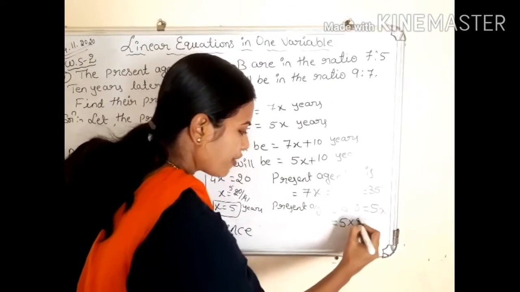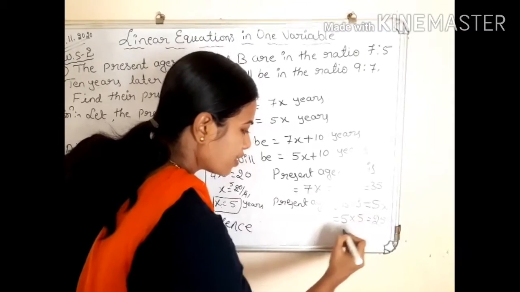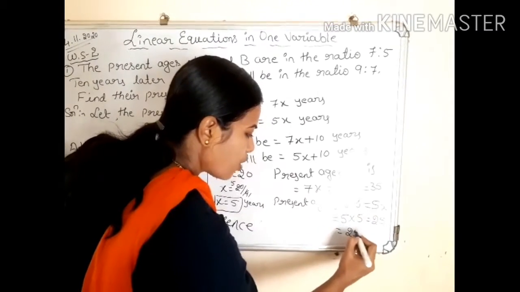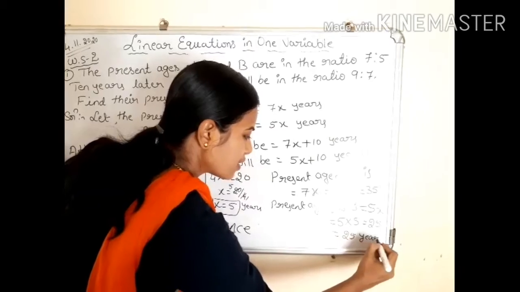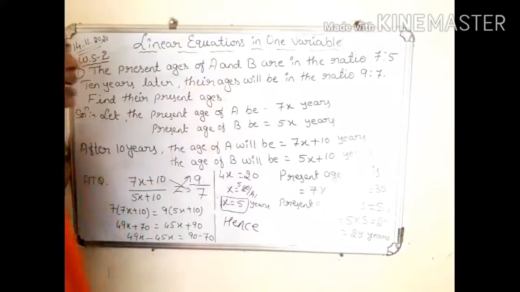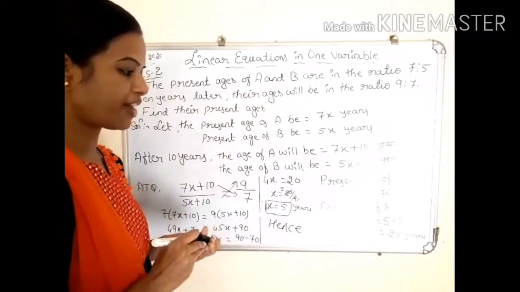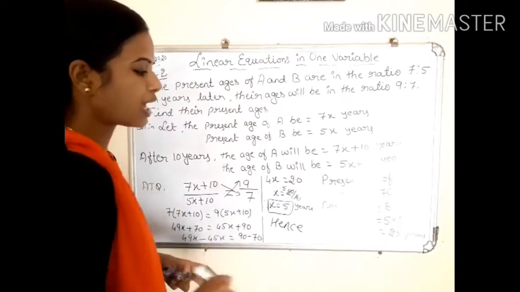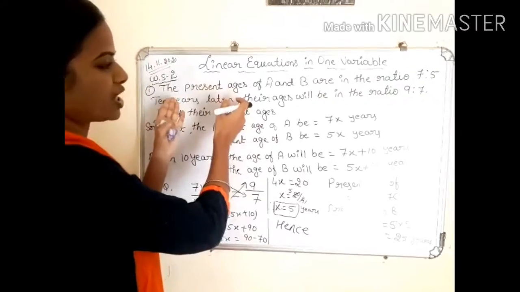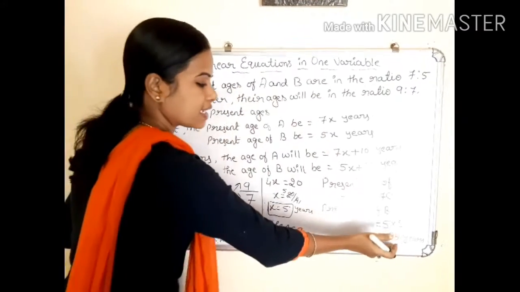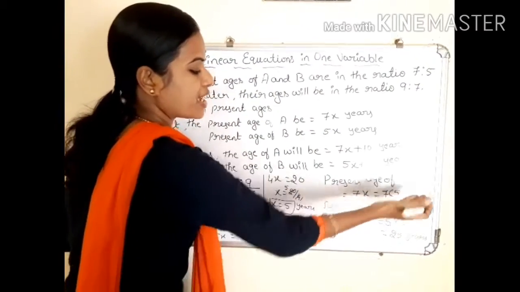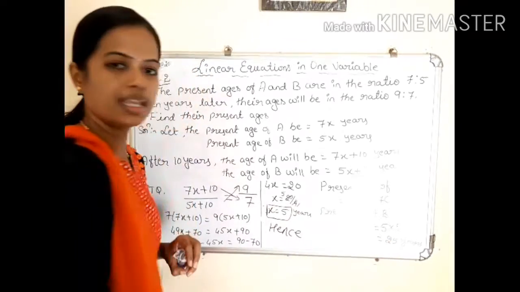5 into 5, 25. So B's age we got 25 years, and the present age of A we got 35 years. So we got the answer according to what the question gave. So we find the answer here: A's age is 35 years, B's age is 25 years.